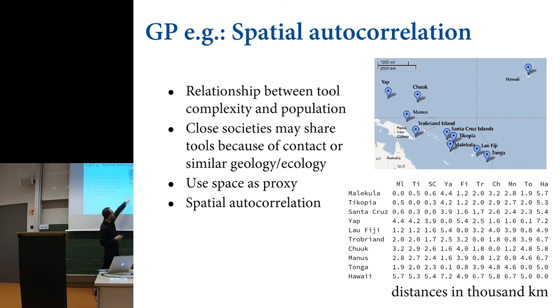You've just got pairs of societies in here. The diagonal is all zero because you're distance zero from yourself. Yeah, you can quote me on that. And then pairs of islands have particular distances, in thousands of kilometers. You with me? So with ages, it's the same thing. You do distance in age between any two people. You can do it that way.